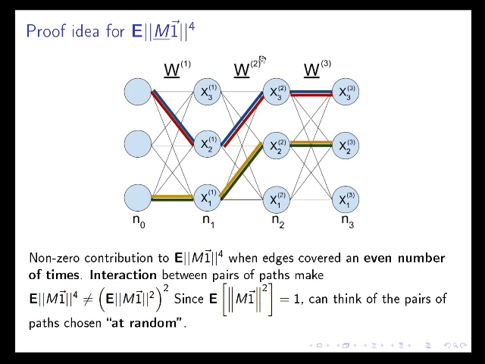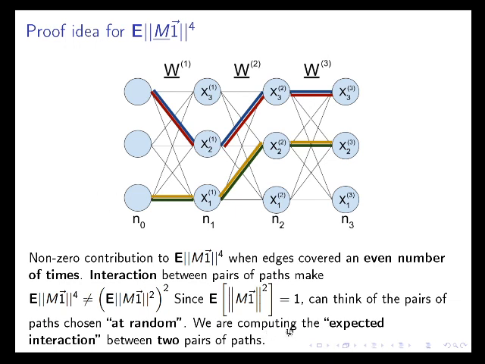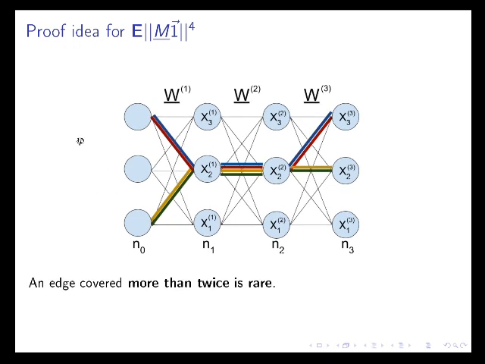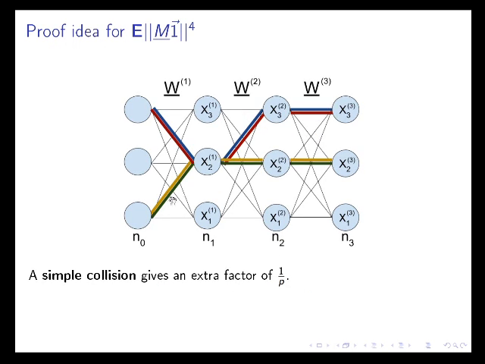So I'm going to think of choosing some of these pairs of paths at random and calculating their contribution from their interaction. So we're computing the expected interaction between two pairs of paths. So first remark, this kind of interaction where we have an edge covered 4 times or something like that, just does not happen very often. And that's because there's not many paths where they can do this. So you'll have to take my word for it that this kind of contribution does not contribute in the final accounting. The thing that does contribute is when the paths collide like this at a single vertex.